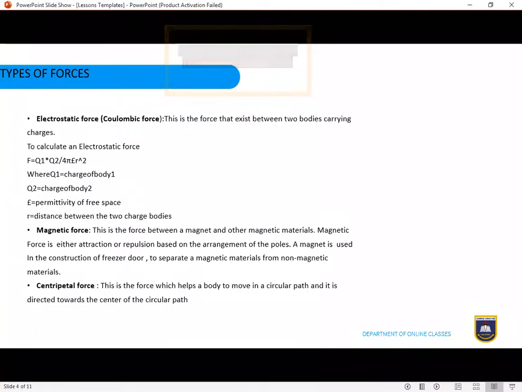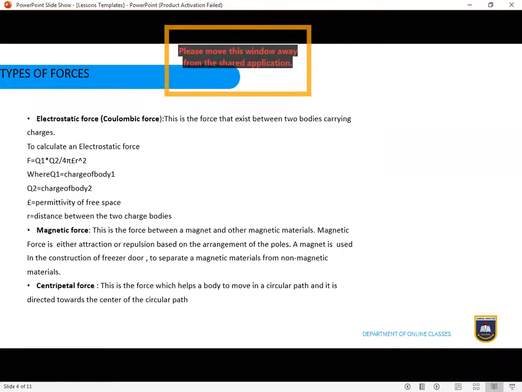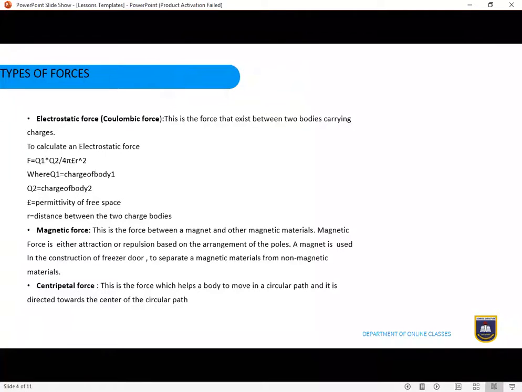The second force you see there is the magnetic force. This is the force between a magnet and other magnetic materials. A magnet either attracts or repels, depending on which material is being brought to it. Magnetic force is either attraction or repulsion based on the arrangement of the poles. Poles in magnets simply means either the North Pole or the South Pole.